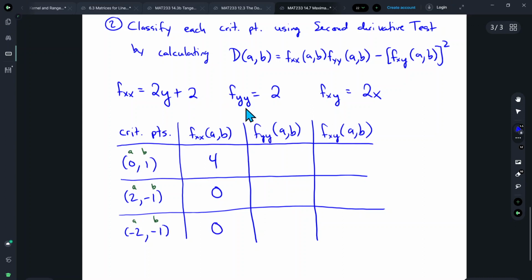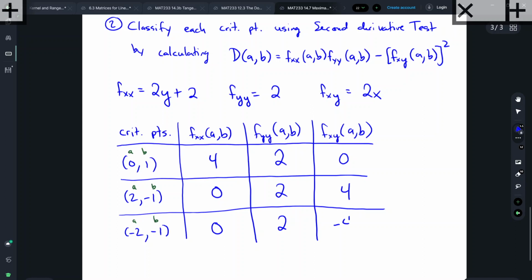Okay, so now what about the fyy? So here it's constant, so always equal to 2. So you don't have to calculate anything. And then here, for this one, I need to plug in the x coordinate. So if I plug in 0, this is 0. If I plug in 2, 2 times 2 is 4. And if I plug in -2, 2 times -2 is equal to -4.